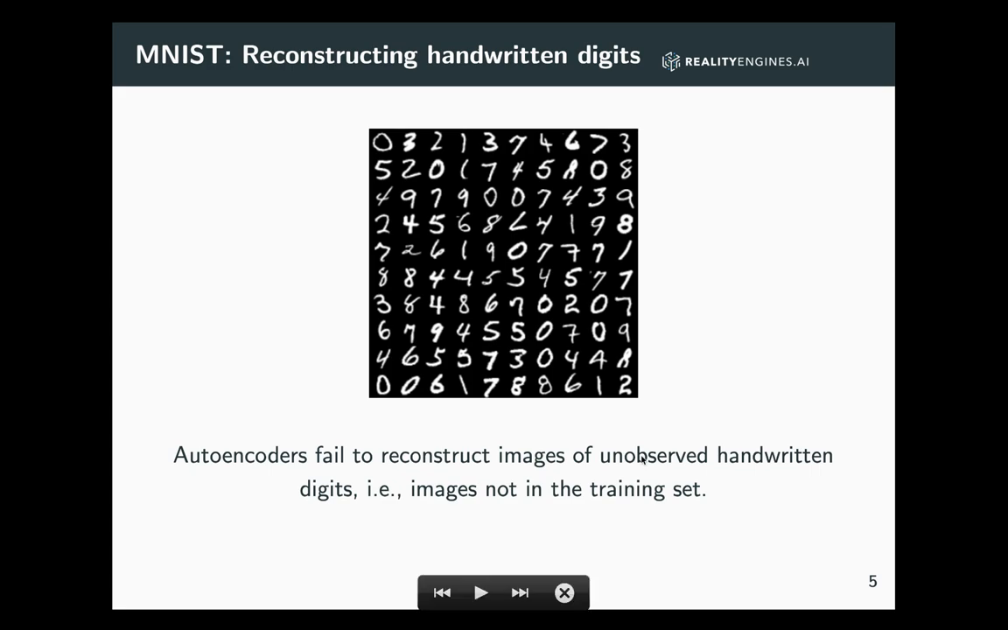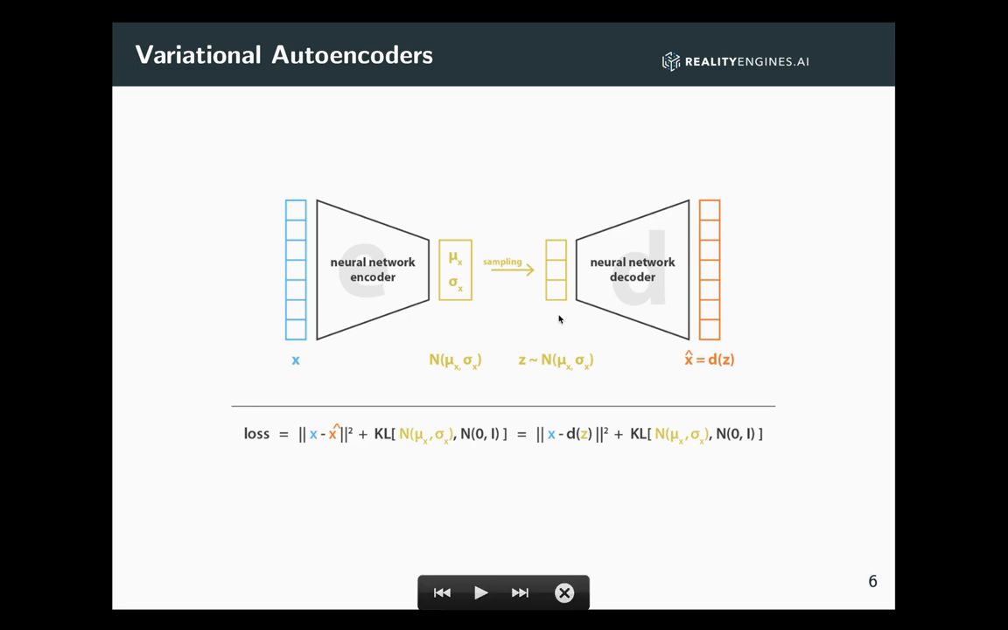Well, there's a slightly more sophisticated model called variational autoencoders. Now, instead of just mapping to a deterministic latent space, our encoder produces the parameters of a normal distribution. So this normal distribution is going to have some mean mu x and some variance, right? In the multi-dimensional case, it's going to have a covariance matrix. And we then use these parameters to sample from this distribution and then decode that sample to get our reconstructed input, x hat here.